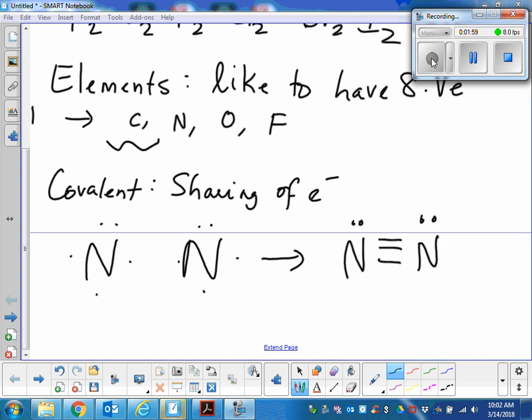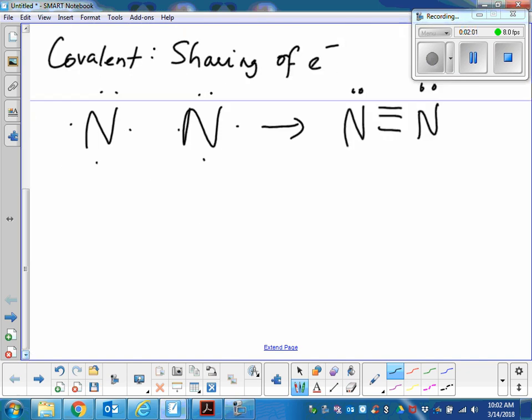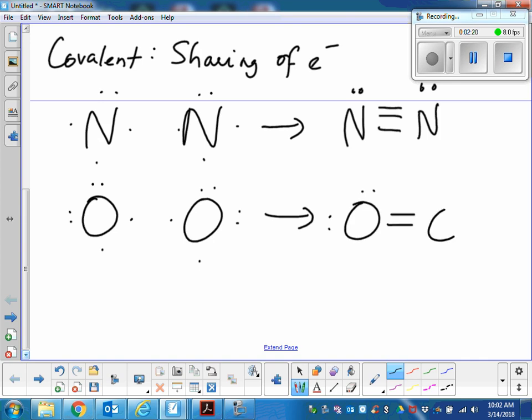Okay? So similarly, we have oxygen. Oxygen has how many electrons around itself? It has 6. How many electrons are not paired? 2. So what will happen to these 2 electrons? They will pair up and they will form a bond.